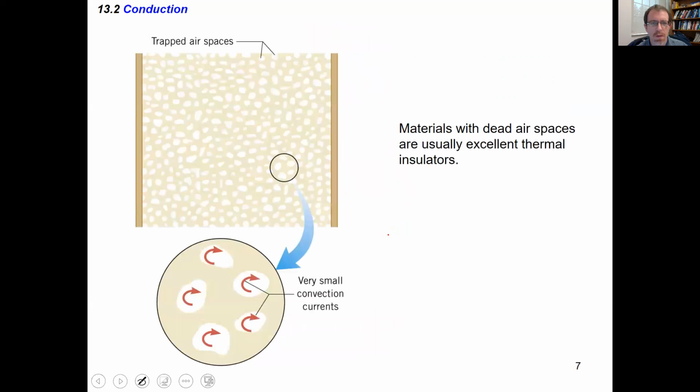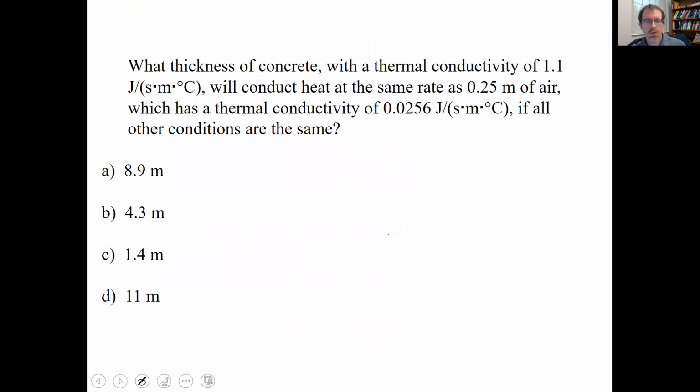Yes. So the next thing I want to do is another problem for you. It says we're comparing concrete to air. And it says, what thickness of concrete? So how thick would I have to make a slab of concrete in order that it will conduct heat at the same rate as a quarter meter of air? A quarter meter, how long is that? It's about that long, a quarter meter.